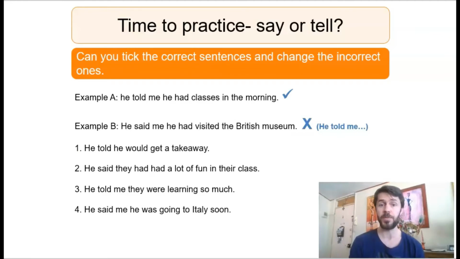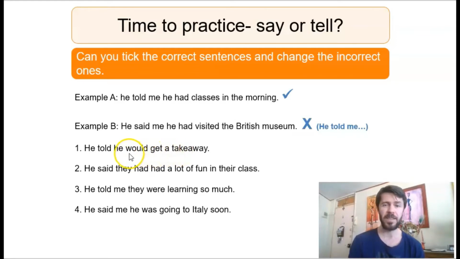How did you do? Number one: he told he would get a takeaway. A takeaway, do you remember this word? For example, a Chinese. It's food that you buy in a place and then you take it out. Maybe you take it home with you, or you eat it in a park. In the UK, Chinese is a typical takeaway.